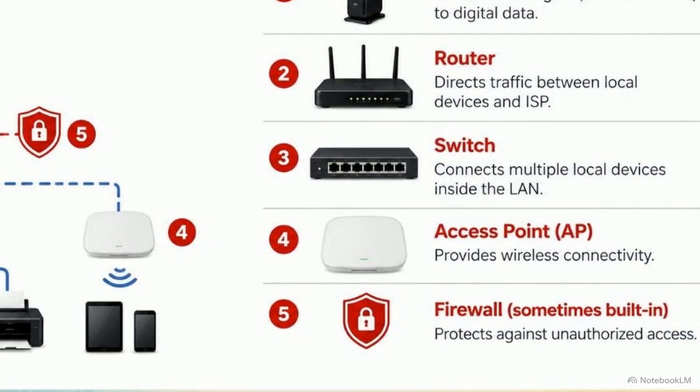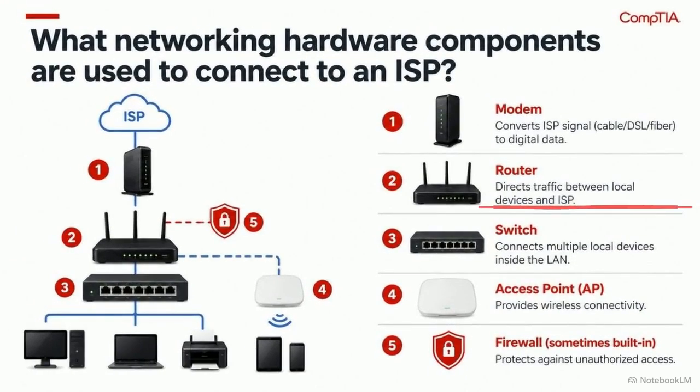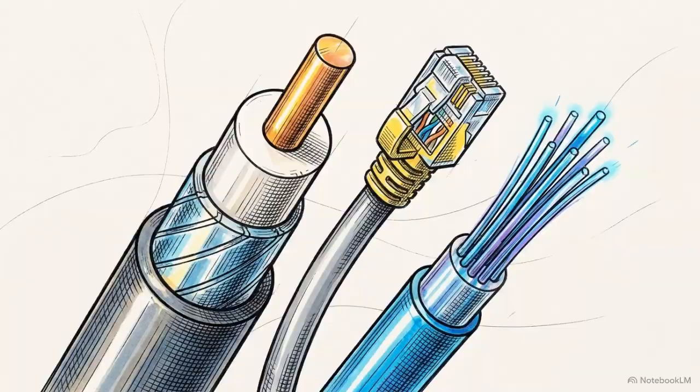To leave that local environment, traffic is sent to the router. The router's function is to divide a single physical network into logical subnets and direct packets toward the outside internet. Since the router cannot speak directly to the ISP, it requires a modem to convert the local digital data into a signal the provider's physical infrastructure can read. The type of modem deployed depends entirely on the ISP's physical transmission medium.